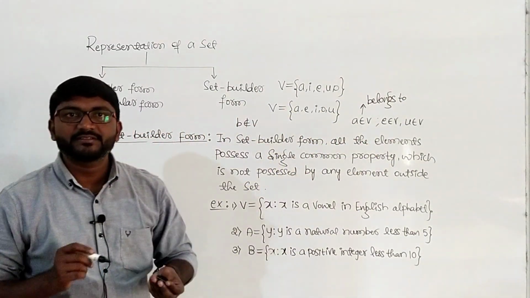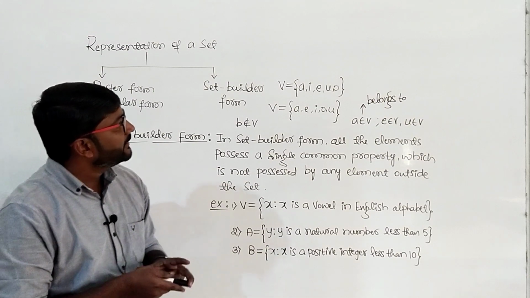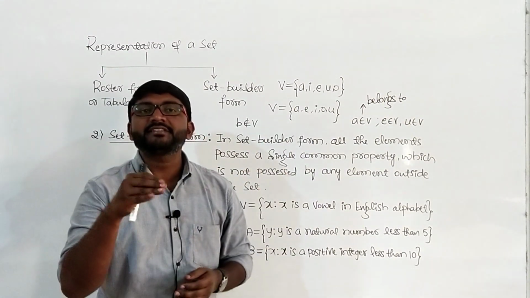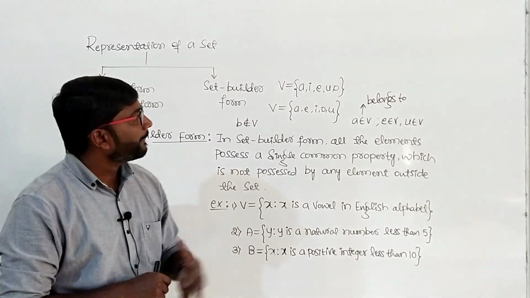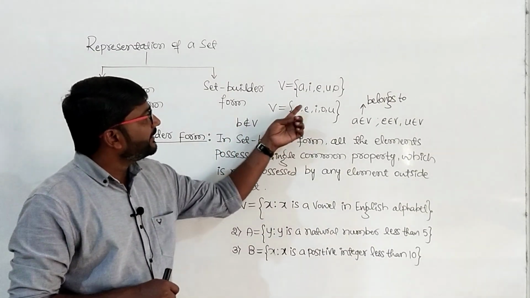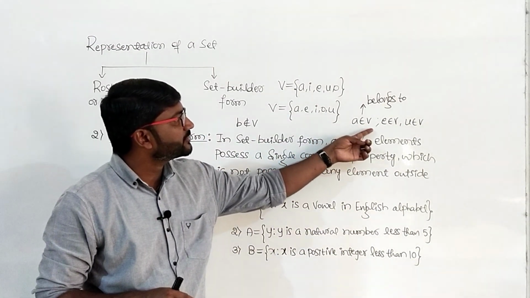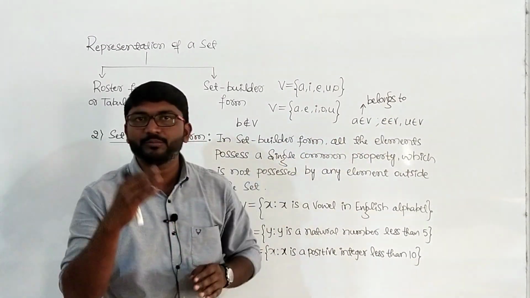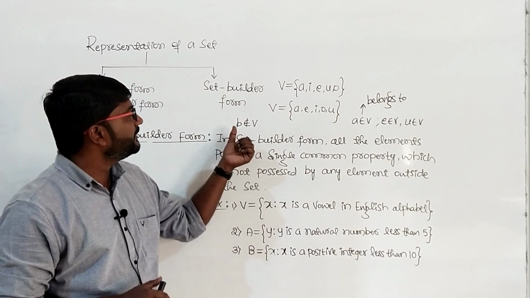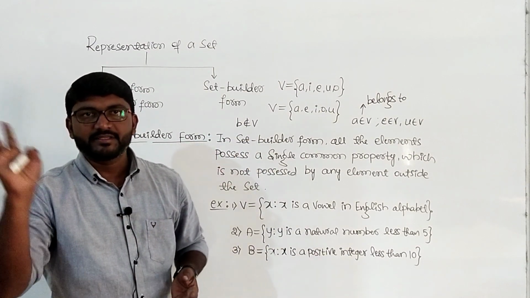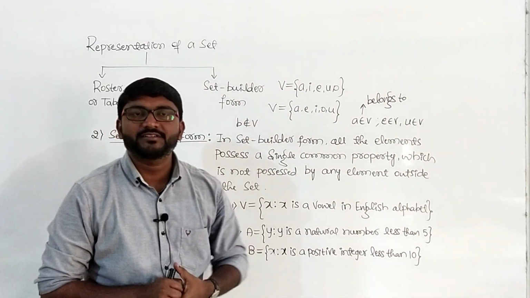So what we have discussed here is that the order of the elements may change in roster form. And if an element belongs to a certain set, symbolically we can write it as A belongs to V, E belongs to V, U belongs to V, and so on. Whereas B, W, X, Y, Z, all those do not belong to the set V.